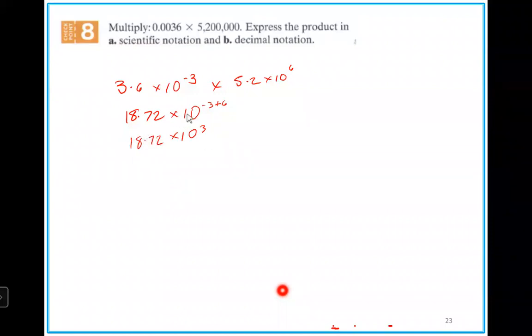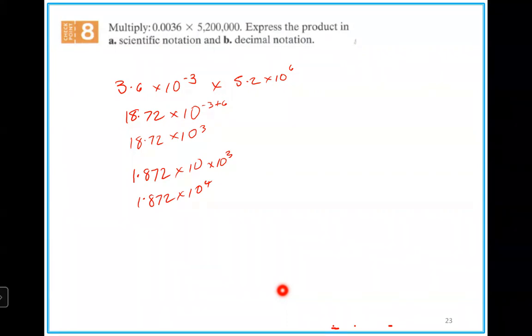So I move the decimal place to the left. It could be 1.872 times 10 times 10 to the third. So that becomes 1.872 times 10 to the fourth power. Now it will be in strict scientific notation, because the first part of it is between 1 and 10, multiplied by a power of 10.